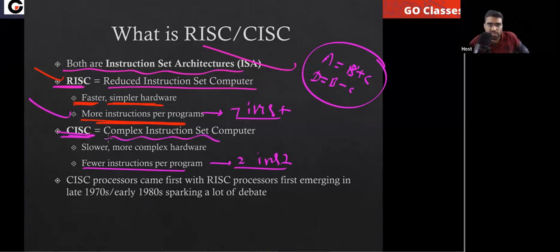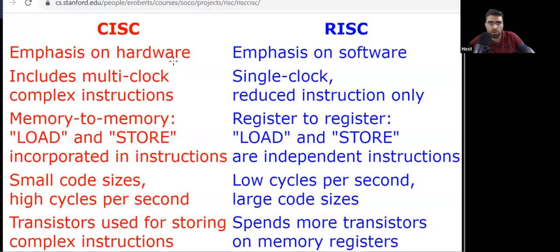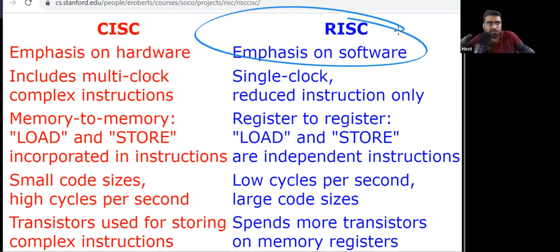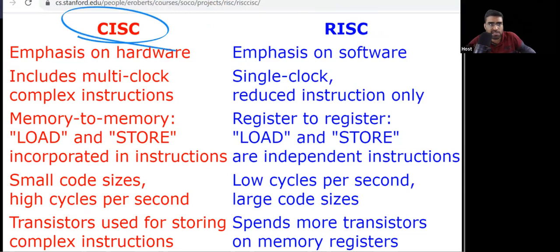CISC means complex instruction set computer. This is slow. The hardware is very complicated. There are few instructions per program; basically the size of the program is very small. So these are the differences we have seen. CISC versus RISC: in CISC, emphasis on the hardware; in RISC, emphasis on the software. In CISC, every instruction will take many clock cycles.